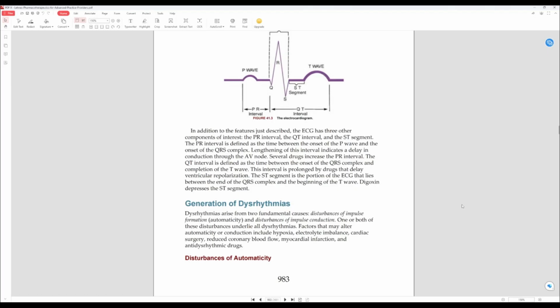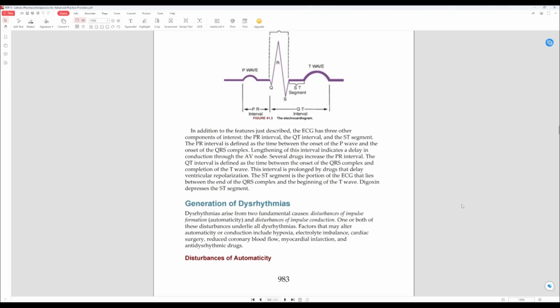The QT interval is defined as the time between the onset of the QRS complex and the completion of the T wave. This interval is prolonged by drugs that delay ventricular repolarization. The ST segment is the portion of the EKG that lies between the end of the QRS complex and the beginning of the T wave. Digoxin may depress the ST segment.